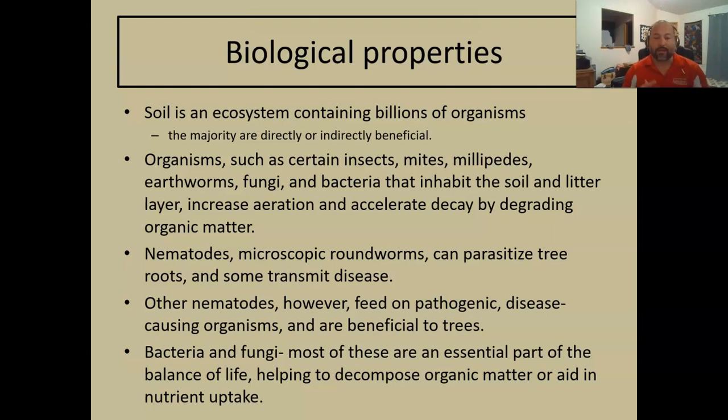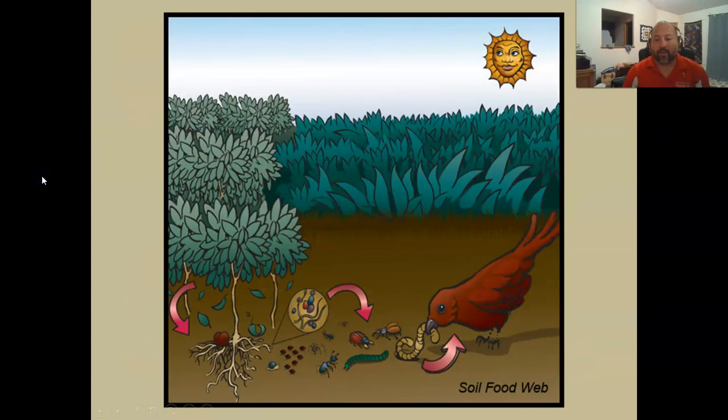The mycorrhizae is the symbiotic relationship between the fungi and the roots, where the fungi acts like an extension of the roots. Basically what the roots offer the fungi is protection and sugars from the photosynthetic process. And then the fungi acts like an extension of the roots, grabbing up more water and more essential elements for the tree. So, nice, good relationship there.